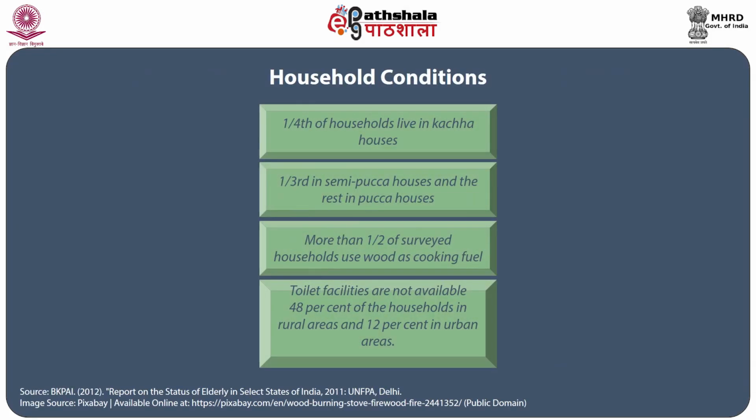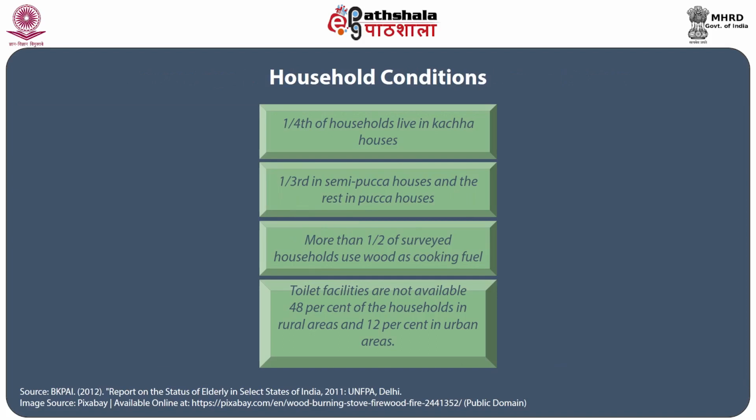Similarly, toilet facilities are not available to as high as 48% of households in rural areas and 12% in urban areas. As we know very well, toilet facility is another important aspect which we need to focus on for elderly people. One quarter of the households live in kacha houses, about one third in semi-pakka houses, and the rest in pakka houses. More than half of the surveyed households use wood as a cooking fuel, which also is an important aspect as a part of quality of housing.